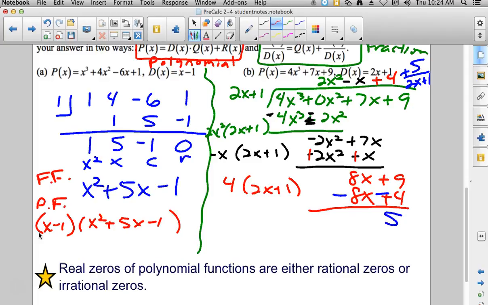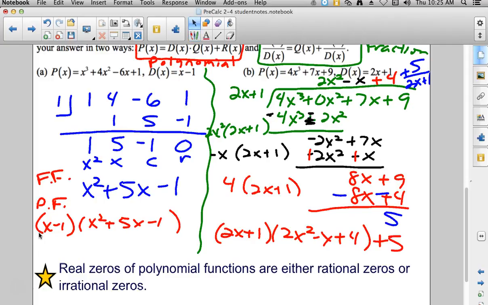And again, fraction form is what we normally get up there: 2x squared minus x plus 4 plus 5 over 2x plus 1. So if we want to write this in polynomial form, we say, well, if we checked it, we'd have to take 2x plus 1 times 2x squared minus x plus 4, but we wouldn't be done, would we? What would we have to tack on? Our remainder of 5, right there in the back. So it's lovely when we get a remainder of 0. That's just perfect world, but it doesn't always happen.